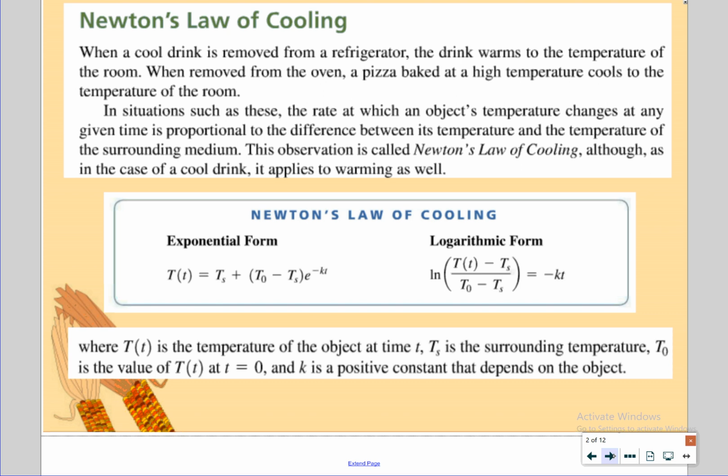All right, Newton's law of cooling is a formula that we're going to use. I'll talk about in a second what it means. There are two versions of the formula here. They are the same formula. One's just written with logs and one's written with exponents if we solve for a different variable.